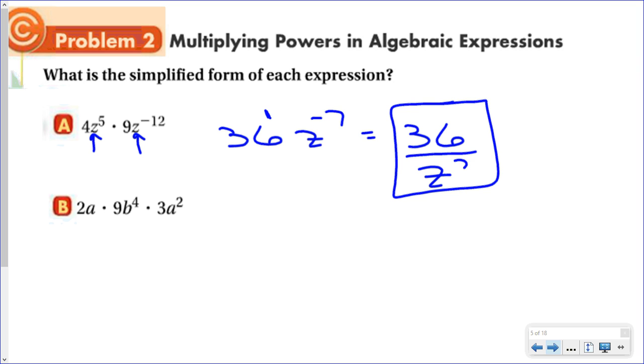This one, your coefficients are 2, 9, and 3. Those are just numbers you multiply because there's multiplication between them. Take 2 times 9, 18. 18 times 3 is 54. Okay, now grab the first letter that occurs in the alphabet, which is the A. The exponents on the A's, there's a 1 here, and there's a 2 over here. 1 plus 2 gives you 3, and then you'd have b to the 4th.